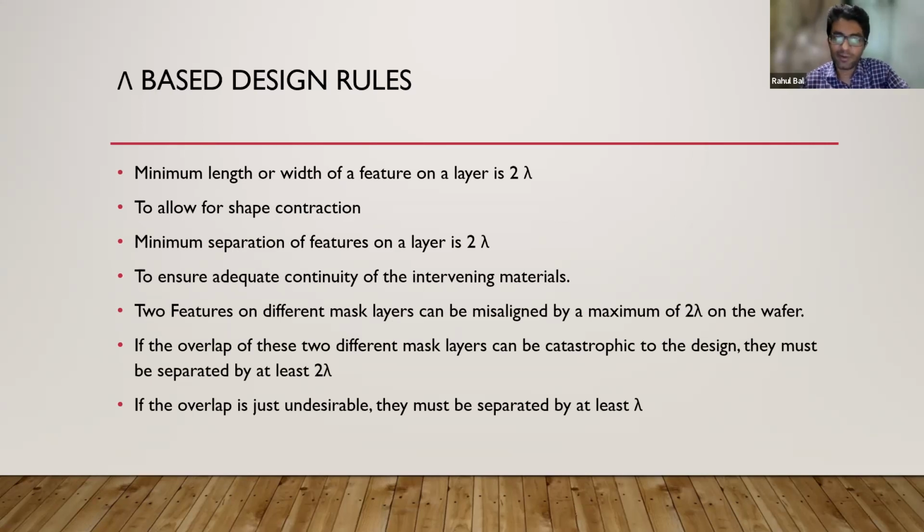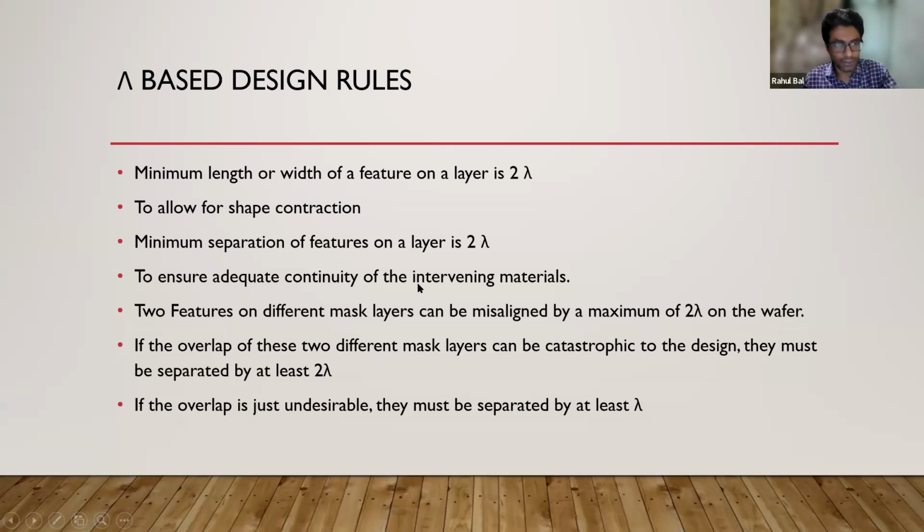Then, as I said, the minimum length or width of your feature, meaning a transistor or some component of your circuit, not only a transistor, should be 2 lambda to allow sharp construction. The minimum separation of the features on the layer is also 2 lambda. So the separation between two features, two transistors, or one transistor and another component like a capacitor, the minimum allowable length should be 2 lambda to ensure adequate continuity of the materials.